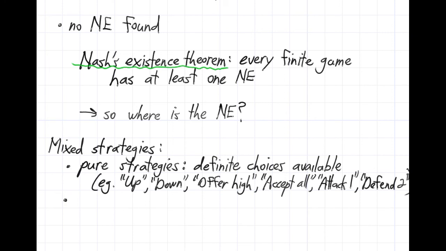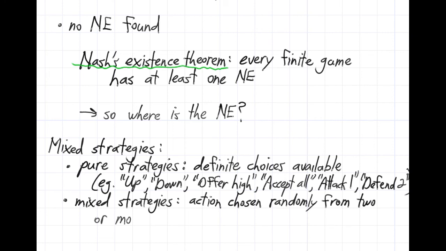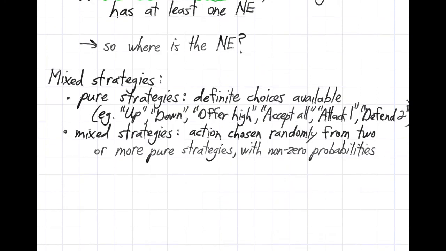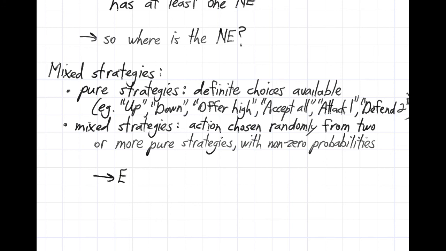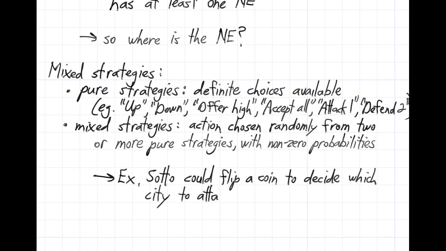On the other hand, mixed strategies occur when the action taken is chosen randomly from at least two or more pure strategies. Let's just emphasize that with non-zero probabilities. So, for example, Sotto could flip a coin to decide which city to attack. So the pure strategies available to Sotto are attack city 1 or attack city 2. The mixed strategy could be a probabilistic strategy where there's a chance of attacking city 1 and a chance of attacking city 2. The terms pure strategies and mixed strategies are important and you should remember them.